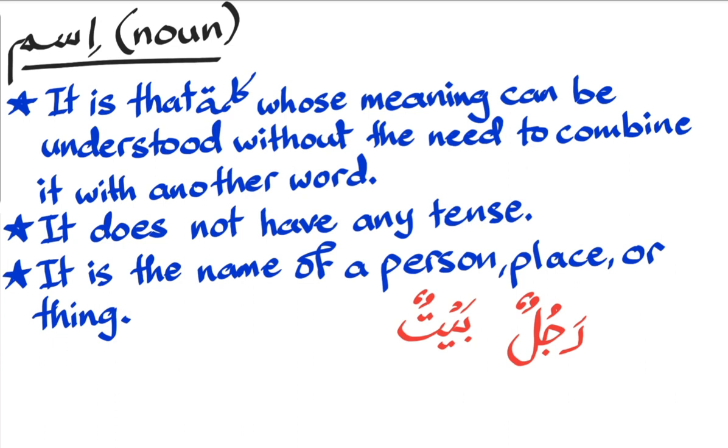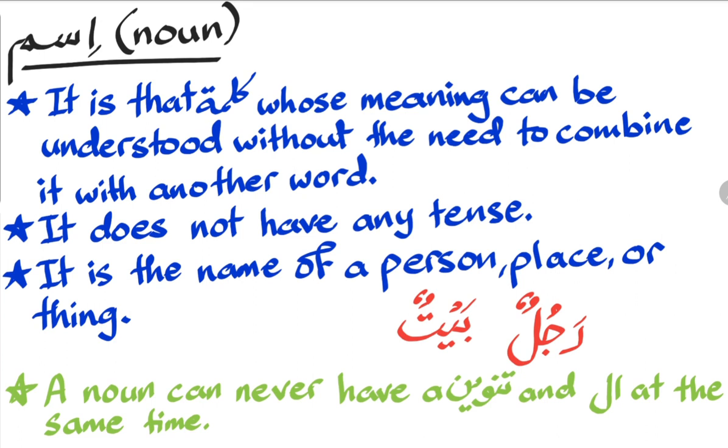One more thing to be noted when talking about ism or noun is that a noun in Arabic can never have a tanween and an alif lam at the same time. So you can't say ar-rajulun and you can't say al-baytun. Either it's going to have a tanween or it's going to have an alif lam. Both of them can never go together. Now that we're done with explaining ism, noun, let's move on to fi'l, which is verb.